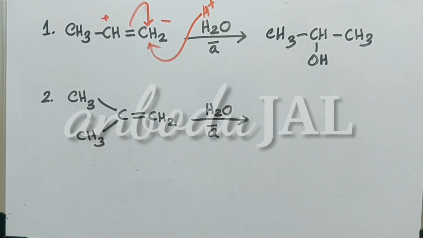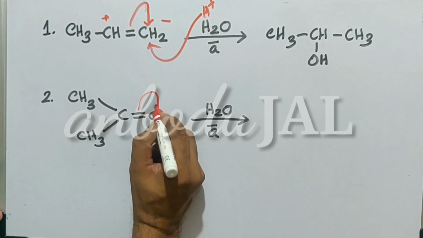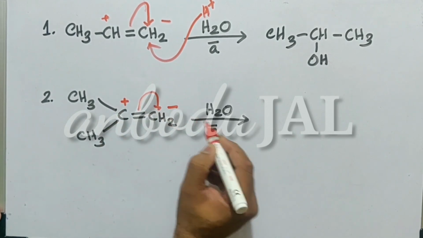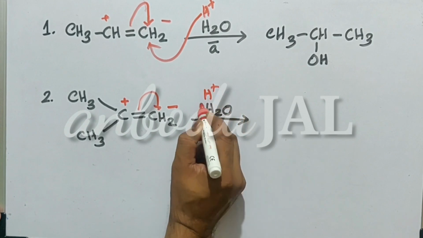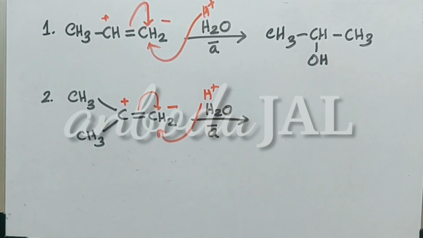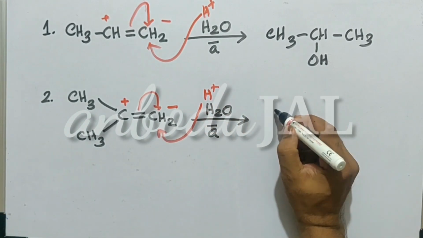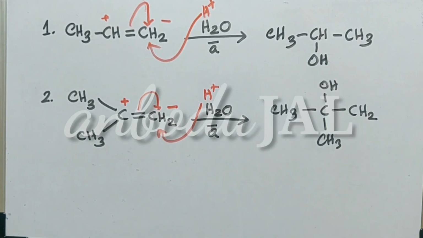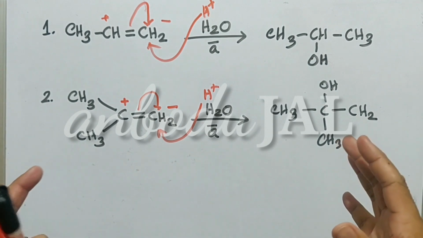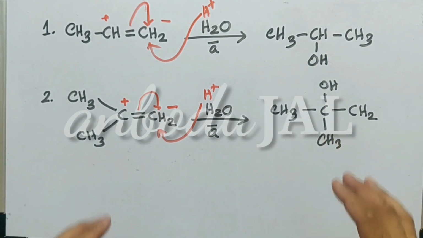In the second case also, electron shifting will be coming here. Here it is positive charge, negative charge, and the H plus comes towards this carbon. Then the product is tert-butyl alcohol in this reaction. Okay. So you can compare hydration and hydrohalogenation. Both are in a similar manner.